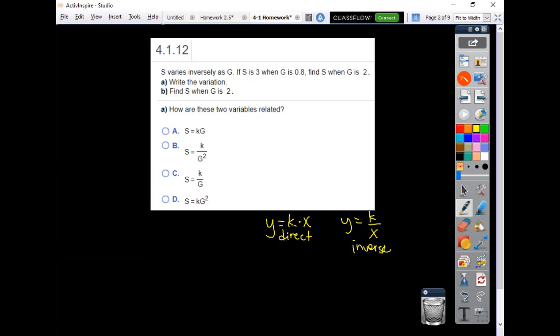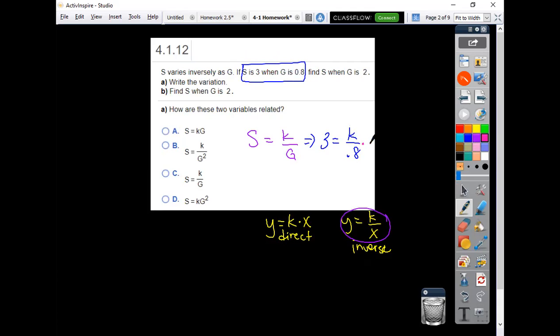So if we come over here, S varies inversely as G. There's my inverse. My base equation that I would use would look like that. And then they ask, this is like a two-step process to solve it. If S is 3 and G is 0.8, that's going to allow us to solve for our constant in this problem. So S is 3, G is 0.8, and we can solve that to find our K, our constant for this situation.